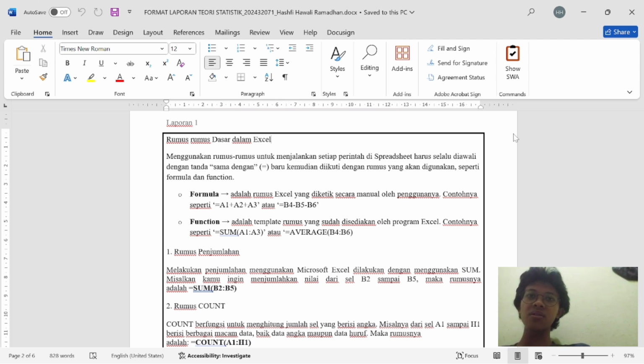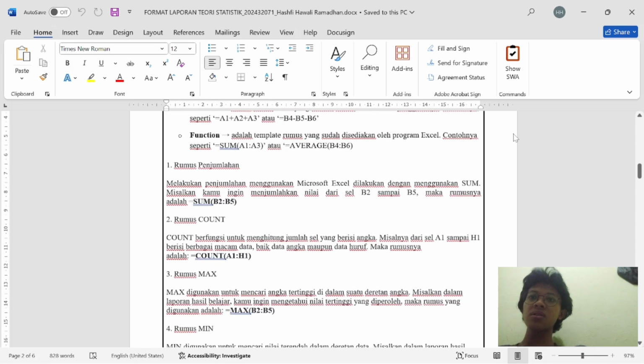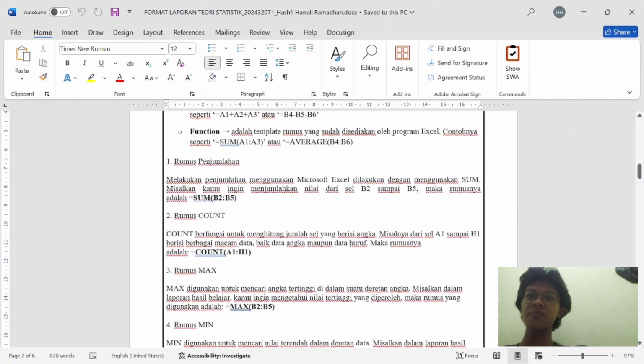Example: =SUM(A1:A3). Common Excel formulas. 1. Addition formula. To add numbers in Excel, use the SUM function. Example: if you want to add the values from cell B2 to B5, use =SUM(B2:B5).